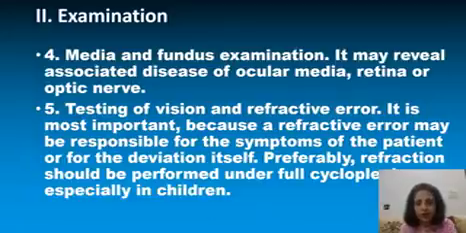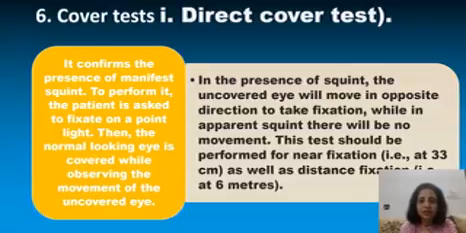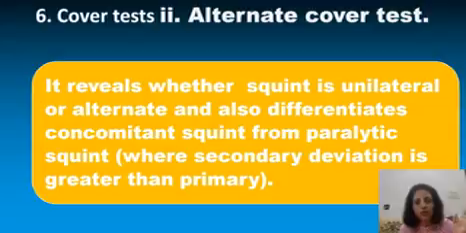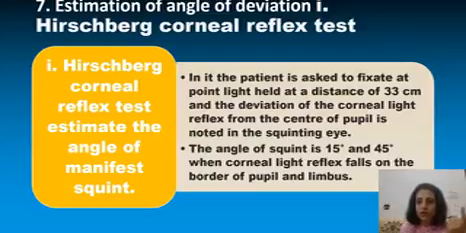You have to test the pupillary reaction, then media, fundus examination, testing of vision, then direct cover test and cover-uncover test, like we did for the phorias. You have to cover the eye and look for the movement of the eye under cover, then alternate cover test to see the primary and secondary deviation. In concomitant squint, we know the primary and secondary deviations are the same. Then Hirschberg corneal reflex test.